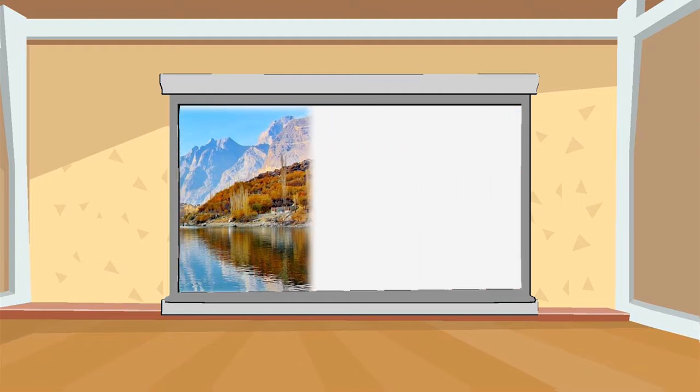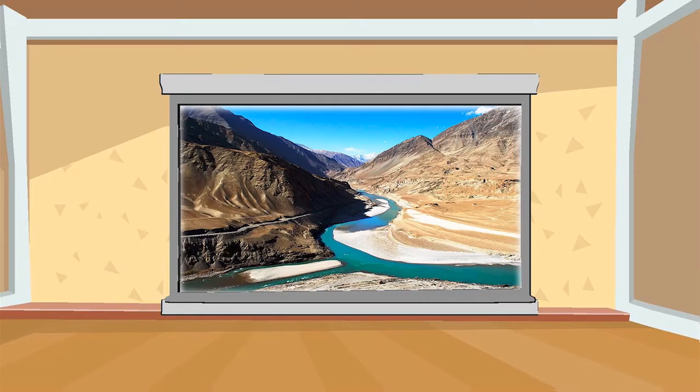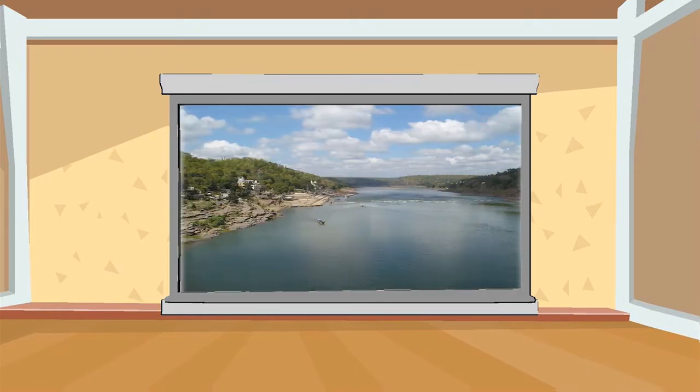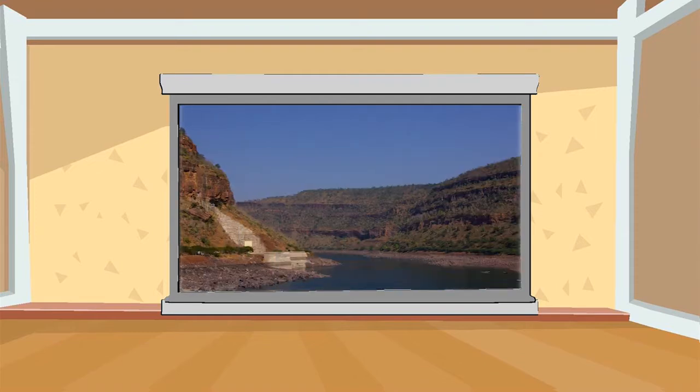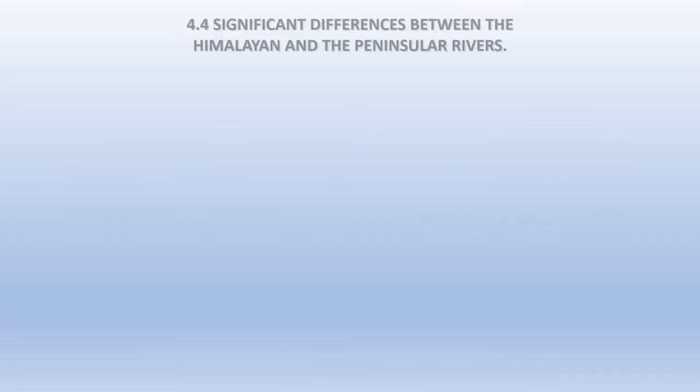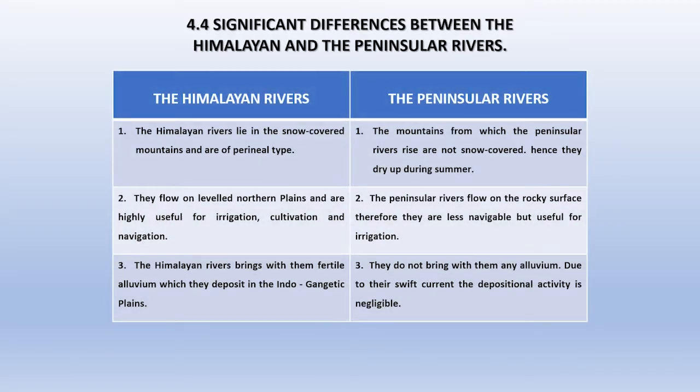In the next slide, we are going to read about the differences between the Himalayan rivers and the peninsular rivers in a tabular form. We have studied many of these points in the discussions above. Therefore, read the table carefully and understand the significant differences between the two types of rivers.